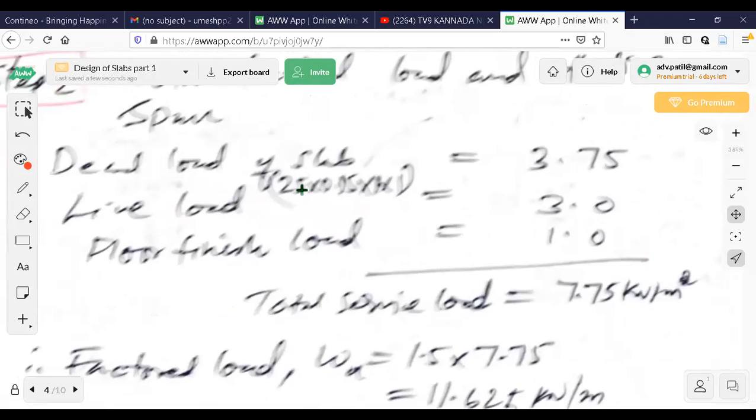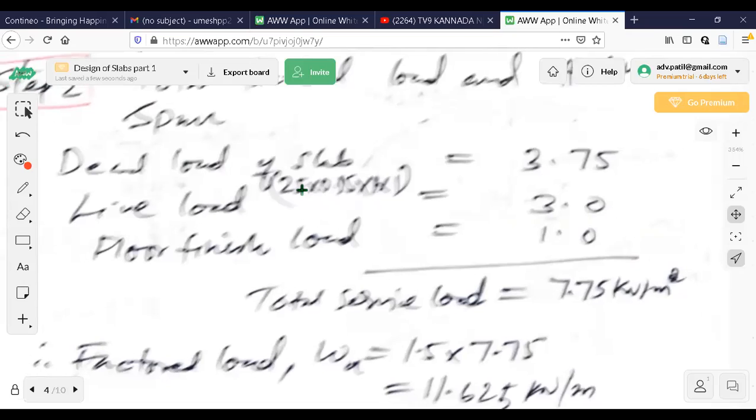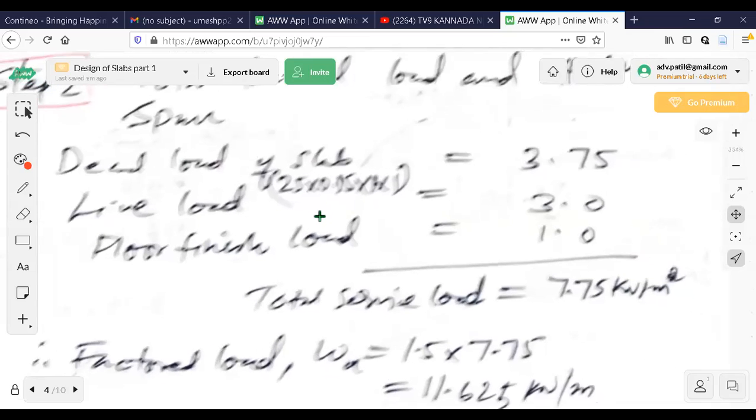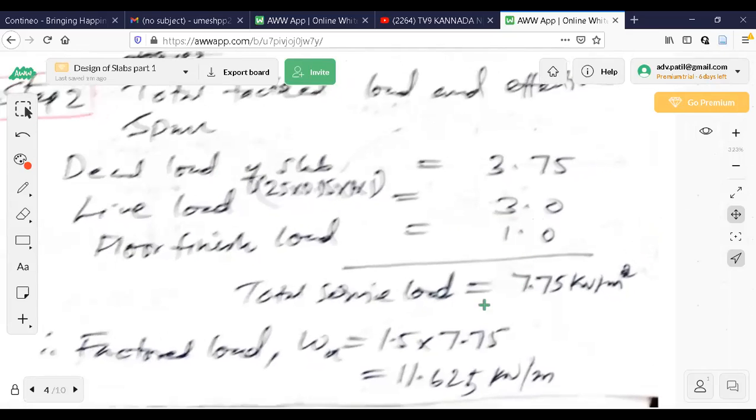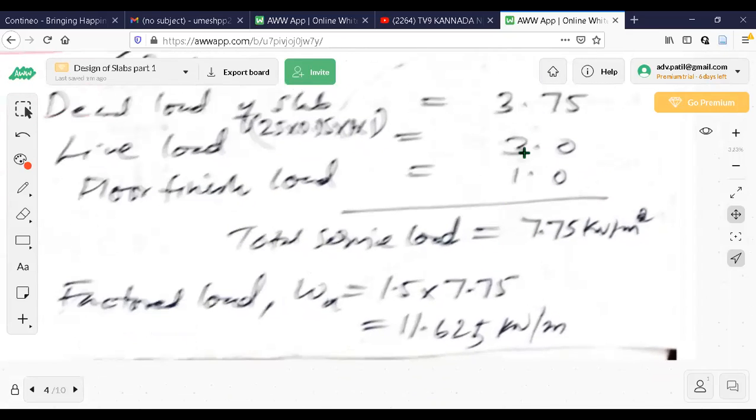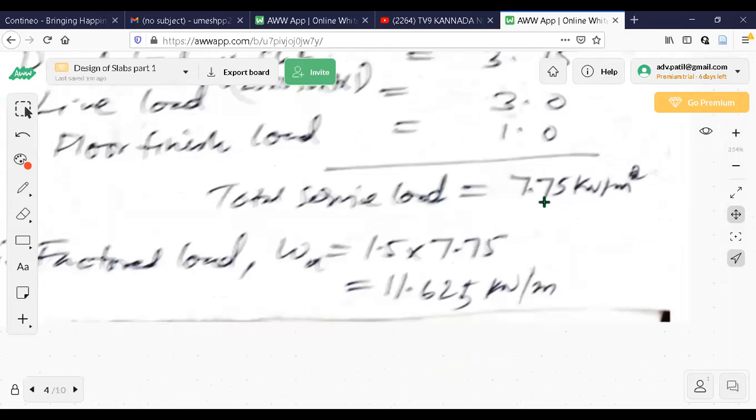Once again I repeat: dead load is density into volume. Density, you know, is 25. Volume is 1 meter into 1 meter into thickness 0.15, since 150 mm is 0.15. So 3.75. Live load is given. Floor finish is also given. So add all three: dead load, live load, and floor finish. Total service load is 7.75.